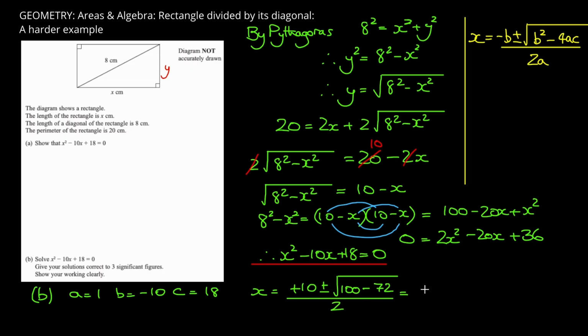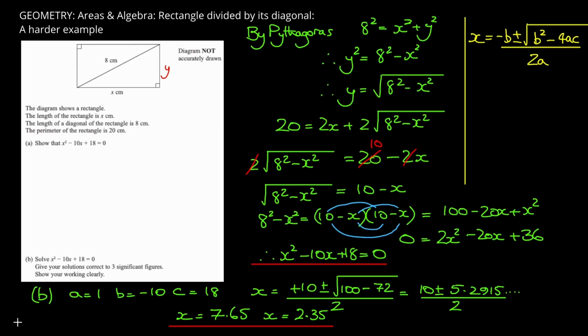So now, using a calculator, we get 10 plus or minus, working this out, we get 5.2915, and that goes on, divided by 2. And shaving them down to 3 significant figures, the calculator gives that this is 7.65 and x is equal to 2.35. And those are your 2 answers.